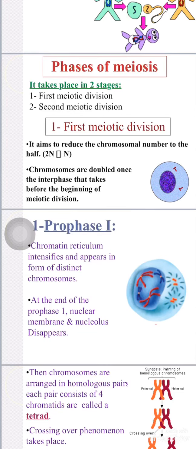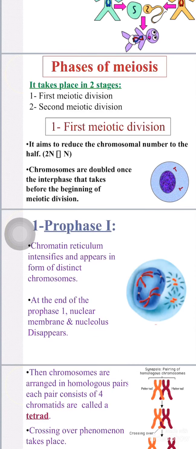Let's start now the first meiotic division. It aims to reduce the chromosomal number to the half. What does that mean? Reproductive cells that are present in the reproductive organ contain the diploid number of chromosomes, which is 2n. Okay? I need to form a gamete. A gamete contains the haploid number, or n. So I need to reduce the number of chromosomes from 2n to n. So this is made by the first meiotic division. So it's called reduction division.